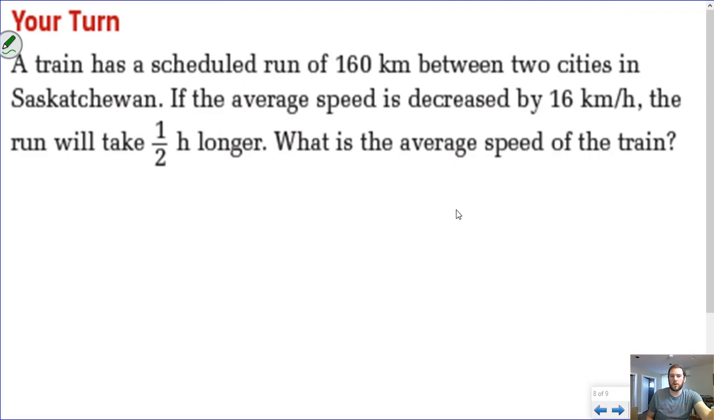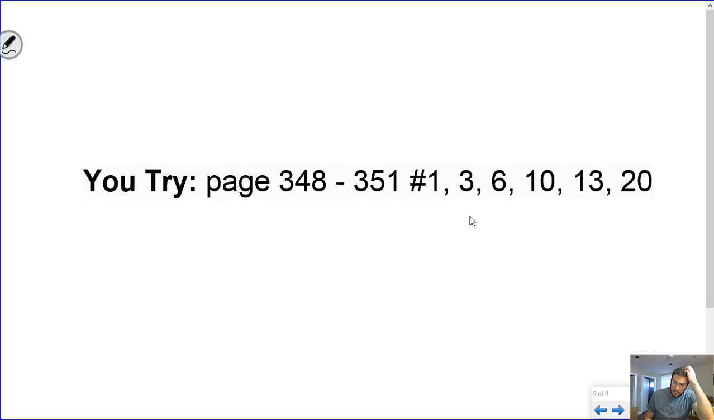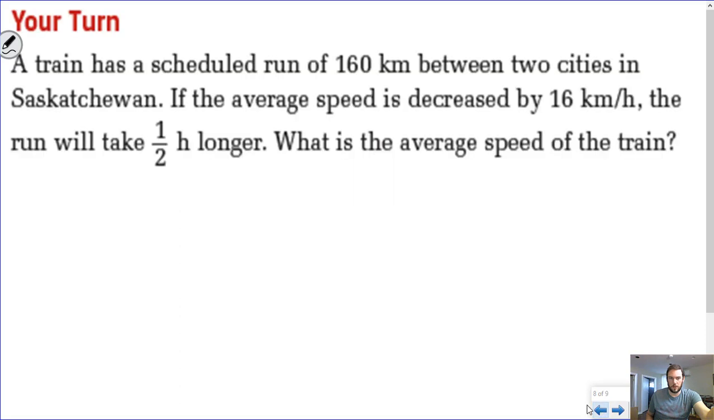Okay, so one more of these questions. Again, pause the video, read the question, give it a try. Once you're ready, we'll start back up and check your answers. If you want to jump right to the textbook questions, here's a couple right here that are pretty good to try. So I will give you guys a second to try this, and then we'll do it together.